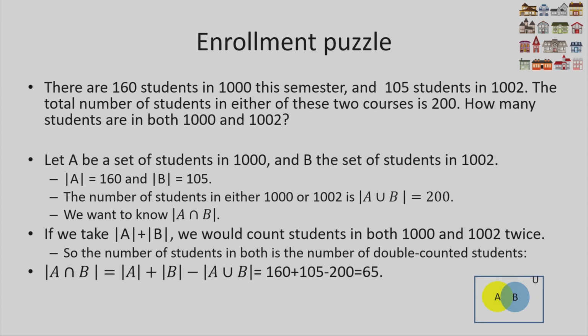We just need to find out how many students we counted twice, and that will be exactly the students that are in both. And this gives us a formula that the cardinality of an intersection of two sets, A and B, is equal to the sum of cardinalities of both set A and set B minus the cardinality of their union. So the number of double counted students is the sum of the number of students in both minus what is the actual total number of students in between those two classes.